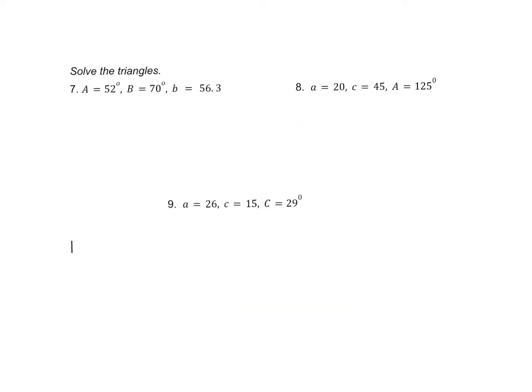Number 7, 8, 9. Law of sines. Solve the triangle. So, see what we know here. Would not hurt to draw these triangles, by the way. You can get away without doing it sometimes, but not a bad idea. So let's go A, B. Let's go C up top. It says A is 52 degrees, which is right here. B is 70 degrees, and little b, which would be over here, is 56.3.